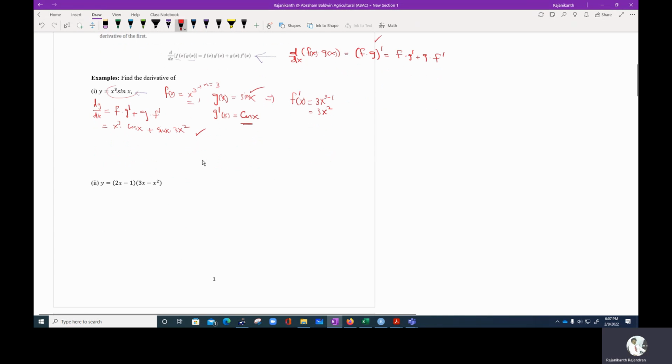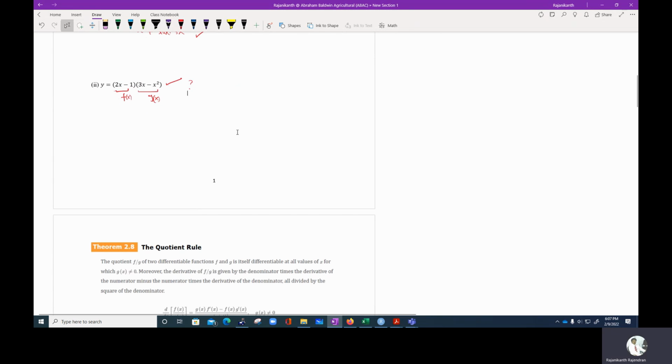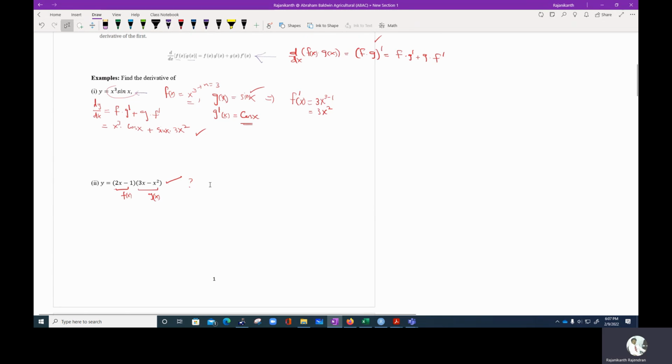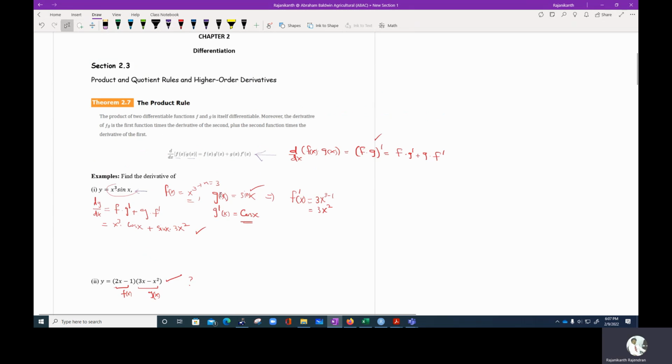So we could think of this one as the f function and this is the g function, and could you think about applying the product rule for this derivative? So why don't you try this like I did in the first problem? That is about the product rule.